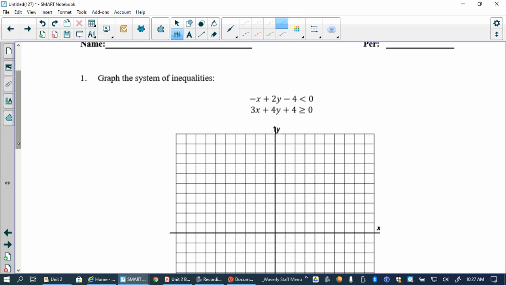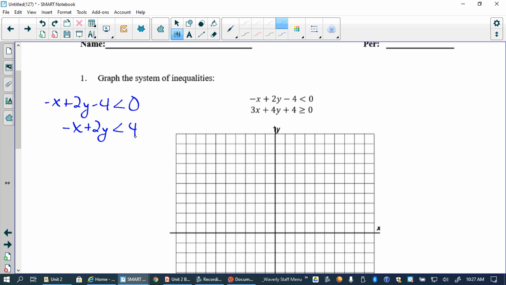Let's just get it to where we can find the intercepts. Why don't we just get the 4 on the other side? Add 4 to both sides, right? Is that okay? Instead of mx plus b, let's do it the intercept way. So, okay, let's find the x-intercept.